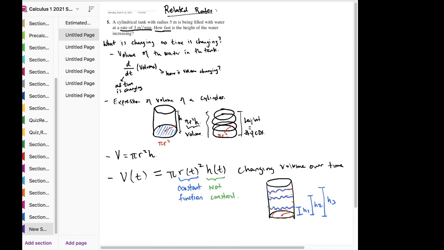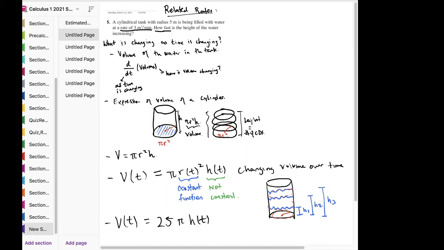Okay, so cylindrical tank with radius 5 meters. Immediately we can plug in 5 for r of t. So the radius is not changing, right? This is not an expanding cylindrical tank. So now it's being filled with water at a rate of 3 meters cubed per minute.